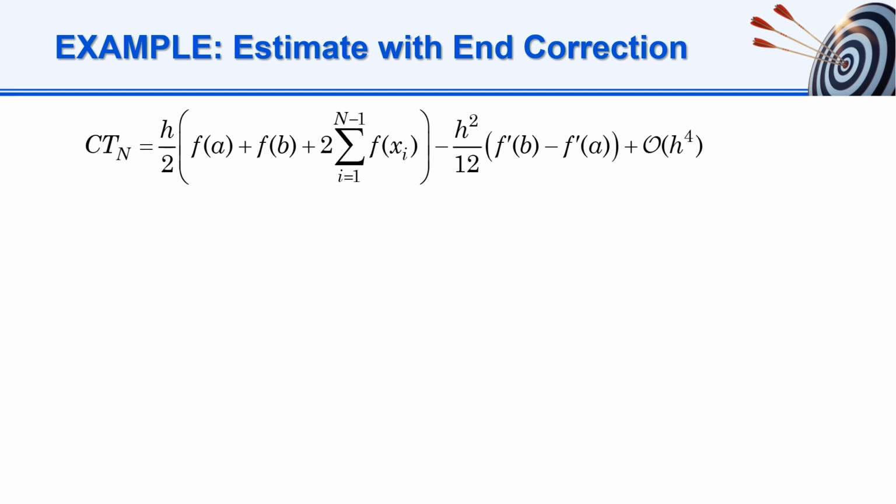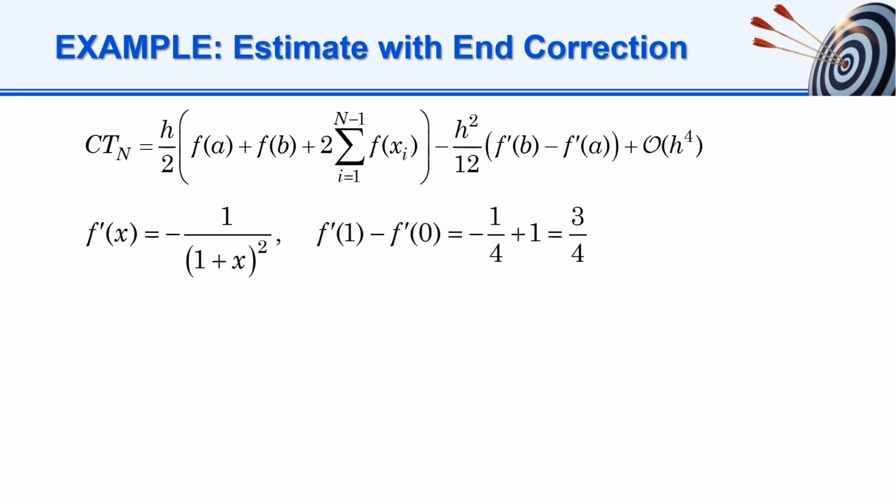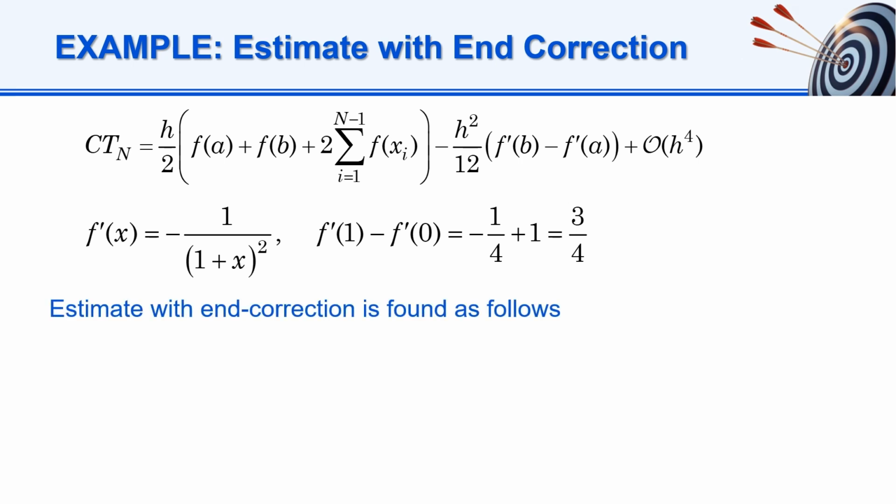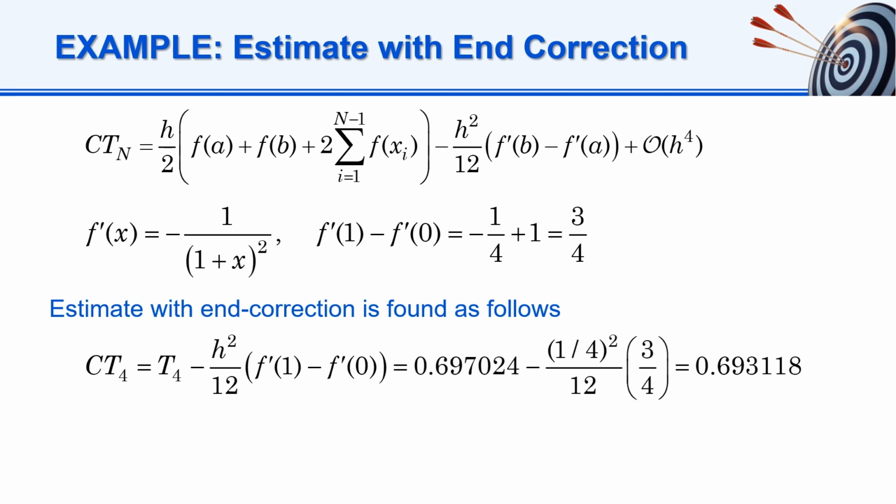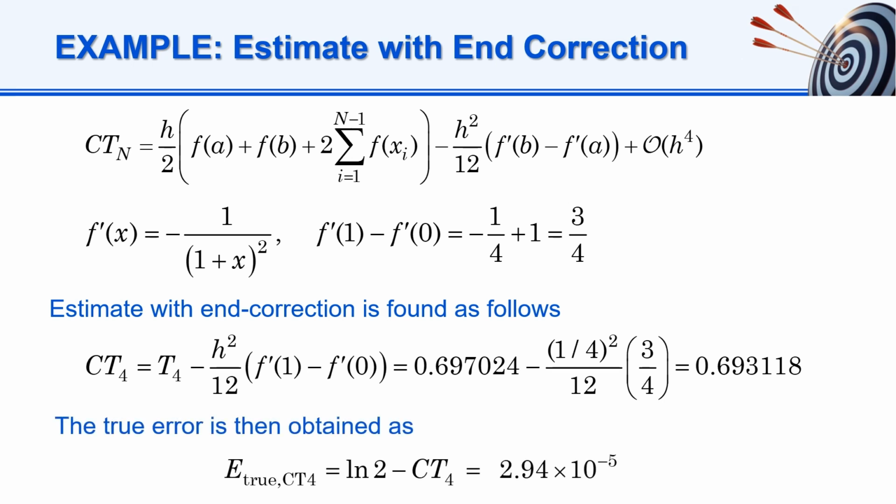Next, we estimate the integral using the trapezoidal rule with end correction. To calculate the correction term, we need the first derivative of f(x), which is easy to obtain. Thereafter, we evaluate f'(1) minus f'(0), which leads to 3/4. To estimate the integral with the end correction, we simply add the correction term to T4, which yields 0.693118. The true error is then found to be 2.94 times 10 to the minus 5. This is a significantly improved result compared to the T4.